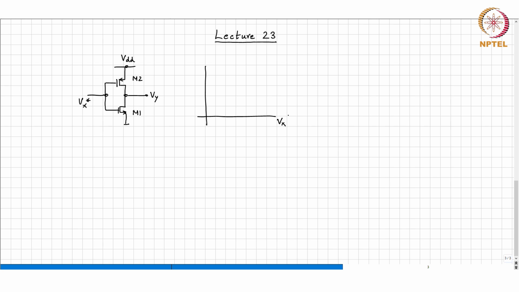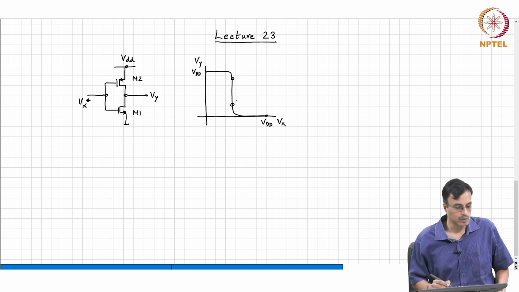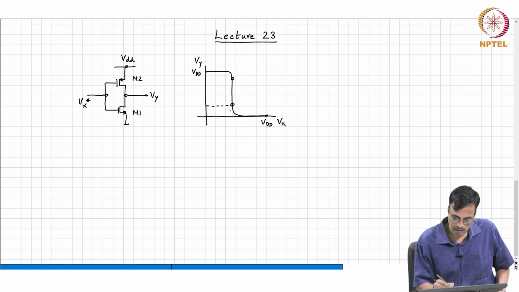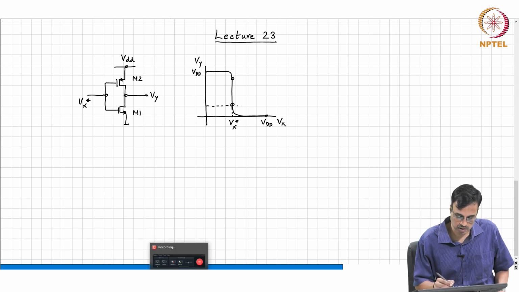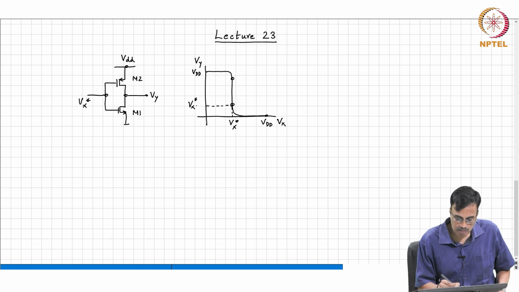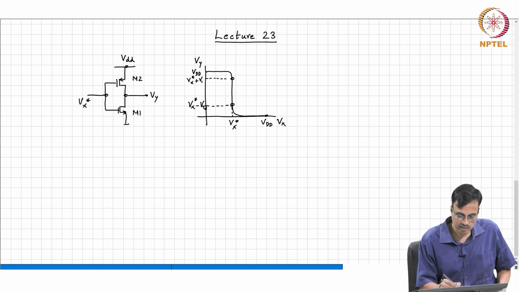So, if you plot Vx versus Vy, you get a characteristic like this. This is VDD, this is VDD, and this is some large slope, and that value is the magic voltage Vx star. And the lower limit of swing at the node Y to keep both the transistors in the saturation region is Vx star minus Vtn, and on the positive side it is Vx star plus Vt.